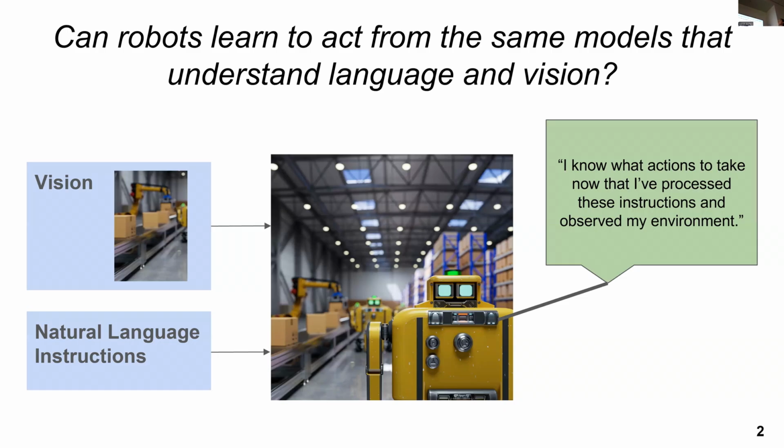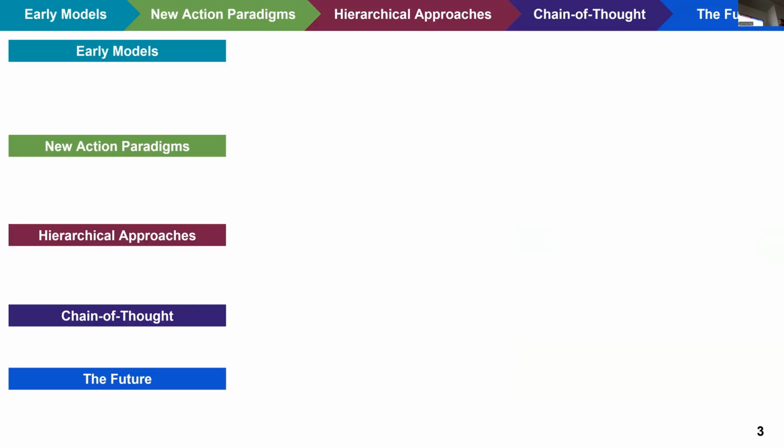So if we can move to a model where we go directly from perceiving and sensing right through action, can we actually get better robot performance by doing that and with less brittleness in our system design? So this is what we're going to talk about today.